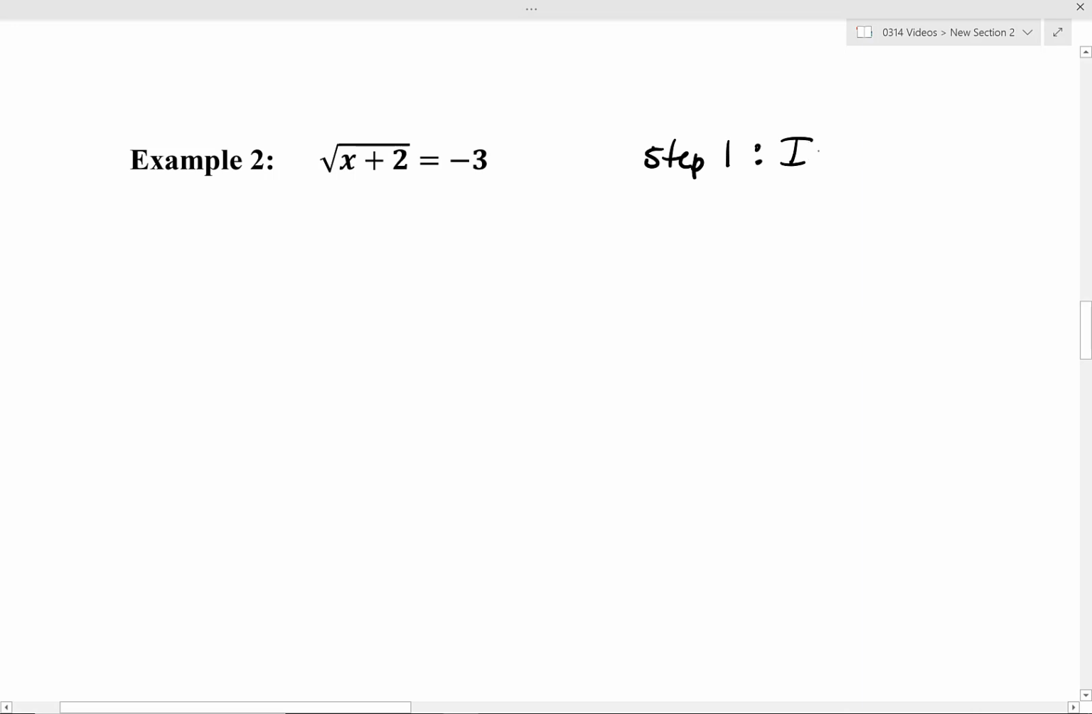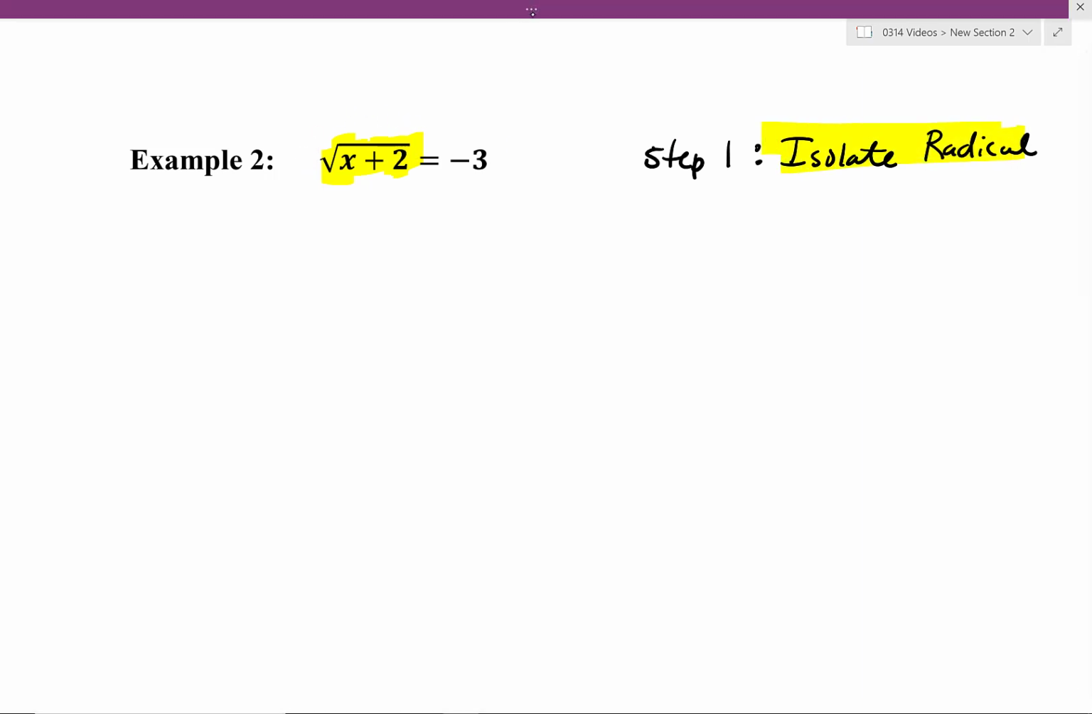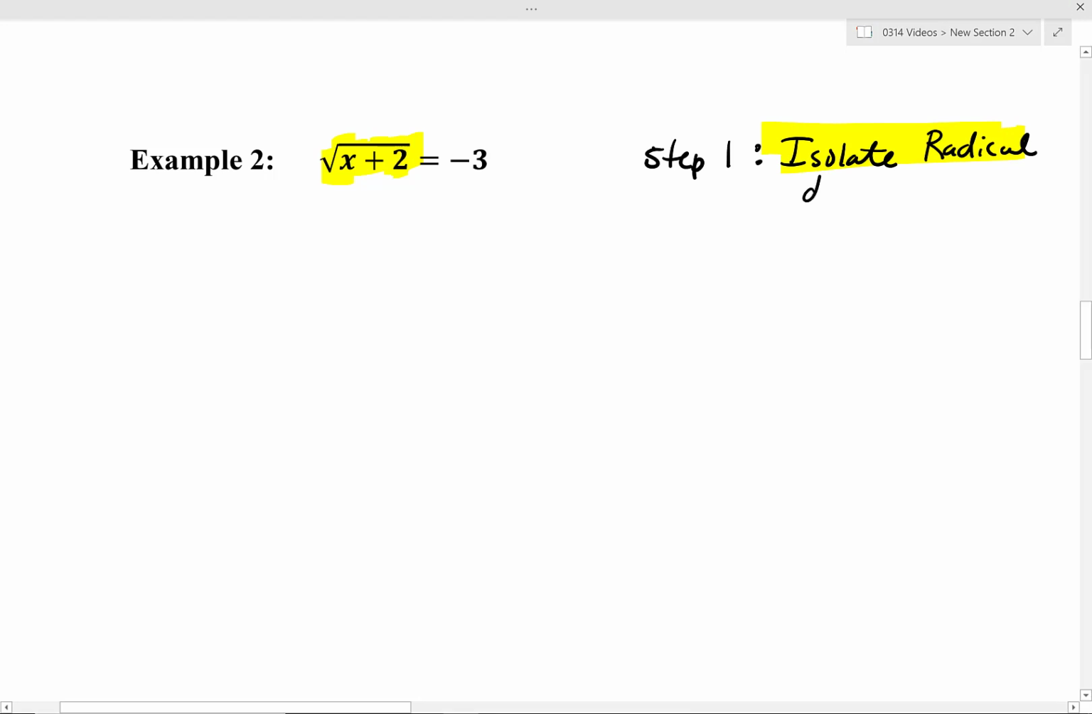All right, for our next example of solving radical equations, we're going to follow our steps. Step 1, we want to isolate the radical. So that means we want to get the radical symbol and everything that's underneath it by itself on one side. Here's my radical symbol and here's everything that's underneath it. There's nothing behind it and nothing in front of it, so the radical is already isolated. Step 1 is actually already done for us.